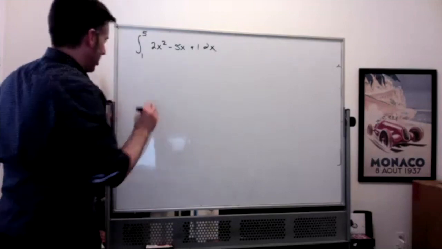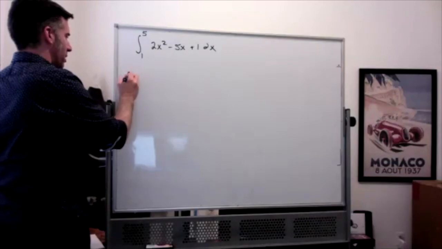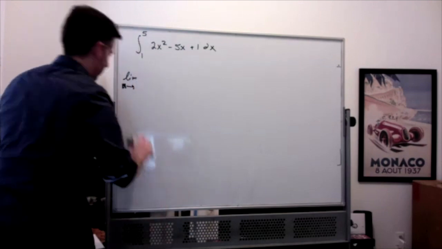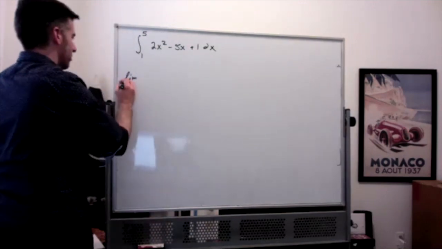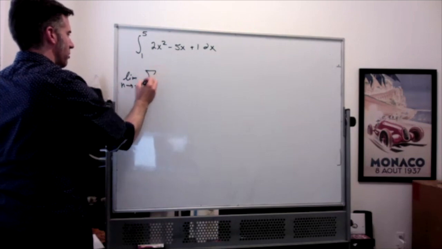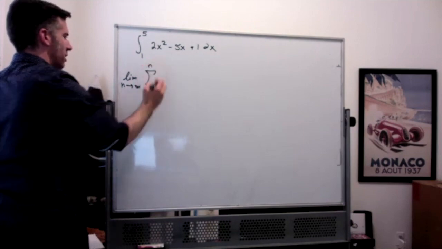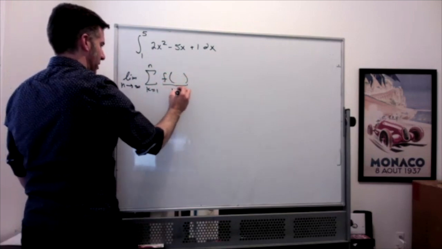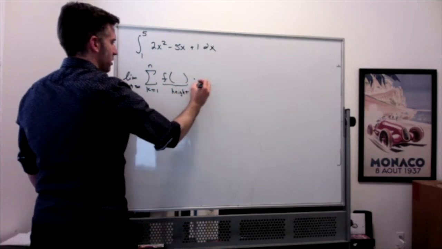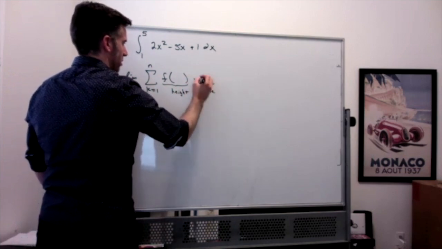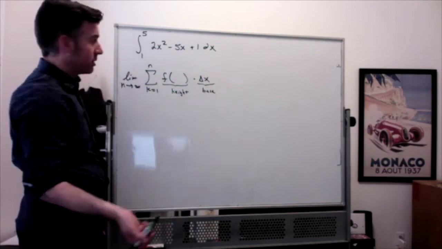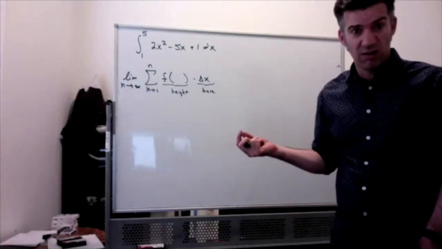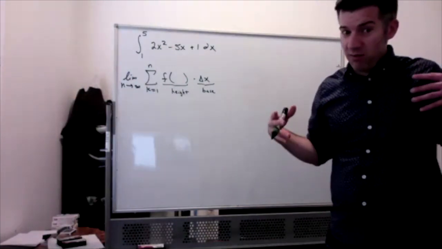So here's the thing. We know we're going to be working on the limit as n goes to infinity of the sum from k equals 1 to n of f of something, which is going to give you the height of your rectangle, times the base, which I like to call delta x. So, what's the base? What's the width of each subinterval here? Well, what's the total length of the interval?